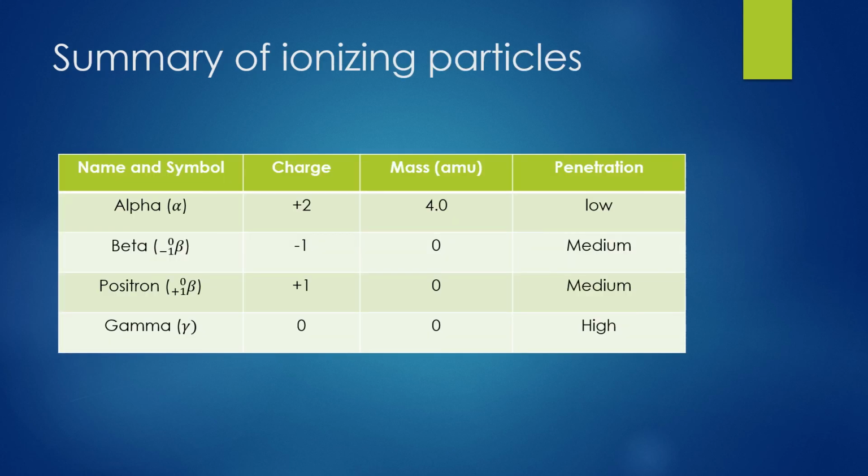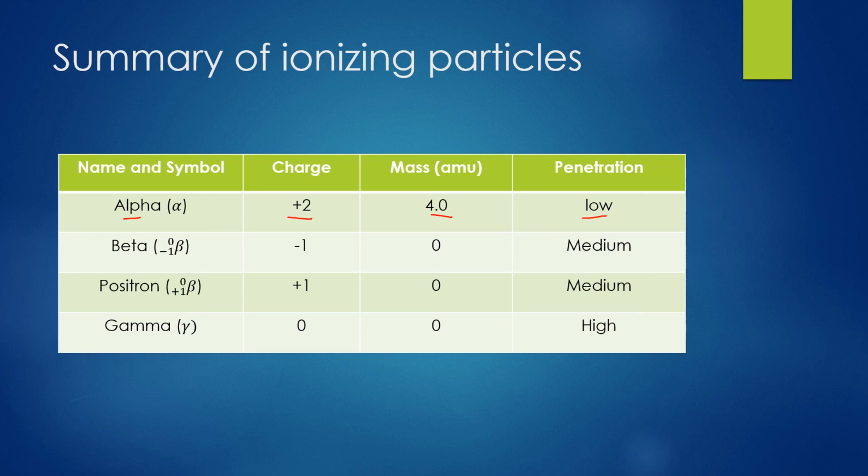So here's a summary of the ionizing particles that we just talked about, the alpha, the beta, the positron, and the gamma. So this is summarizing what you need to know concept-wise of these particles. So for the alpha particle, its charge is +2. Its mass, 4, because remember it was that helium with a total mass number of 4. Penetration power is low because they're slow and they're large.